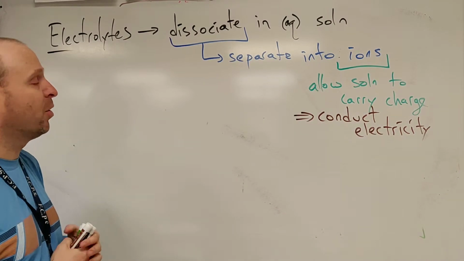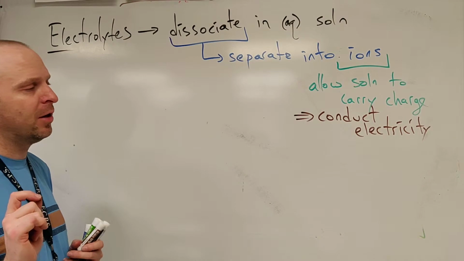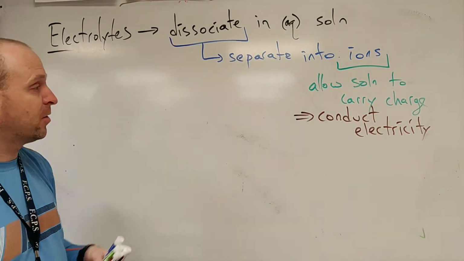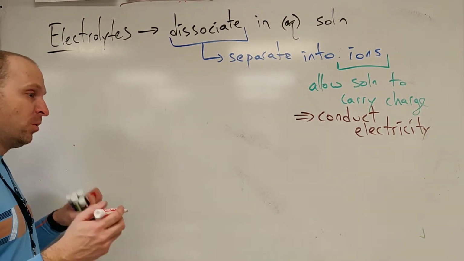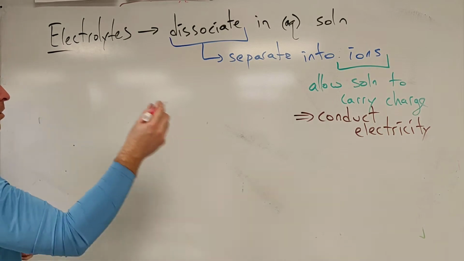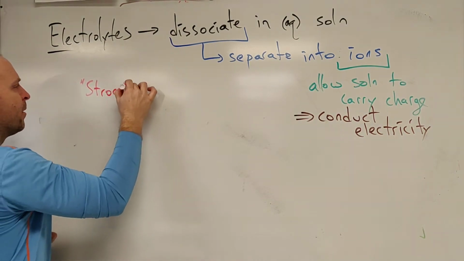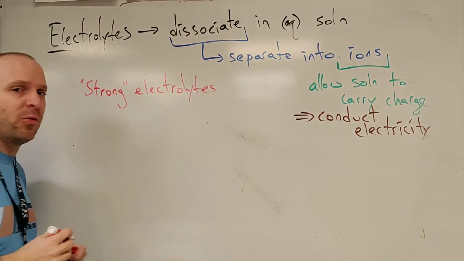So, something to take note of. Pure water doesn't conduct electricity. Covalent compound, no good way to carry charge. When you put some ions in there, they can carry charge, and you get electrolytes, right? They can conduct electricity. Now, electrolytes are broken down into two main categories. We can have strong electrolytes and we can have weak electrolytes.